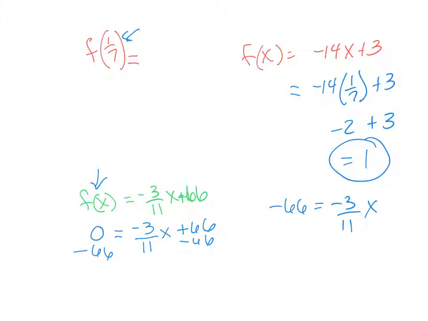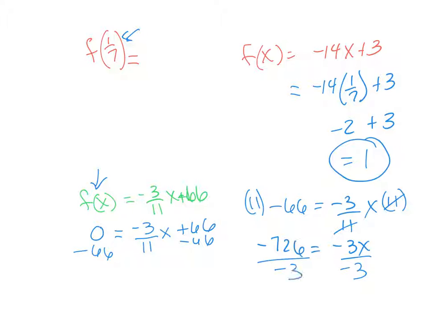So there's two ways to do this. You can get rid of the 11 first and then the 3, or you can multiply by 11 over 3. I like to get rid of the 11 first. So I multiply both sides by 11. And we get negative 726 equals negative 3x. So then we have to divide by negative 3 to find x. So when we divide by negative 3, we get positive 242. So x equals 242.